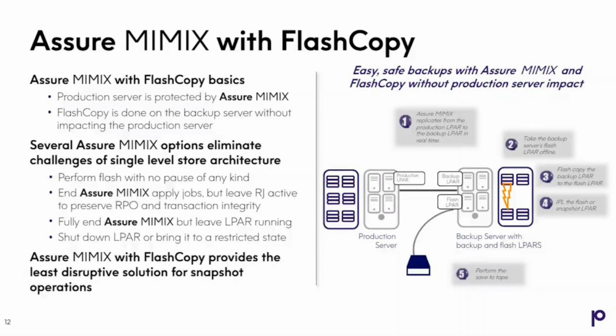It seems so simple, but a lot of people don't think of it this way: how can I address my planned downtime, my number one planned downtime, which is my backups, most critical to my infrastructure? How can I address that, again, to give maximum uptime to my infrastructure? And we feel that Mimics with flash copy provides you great options, great backups, and without production server impact.